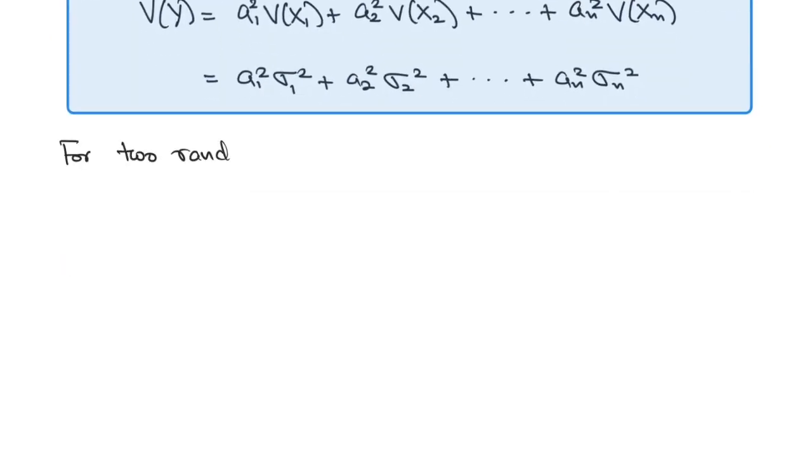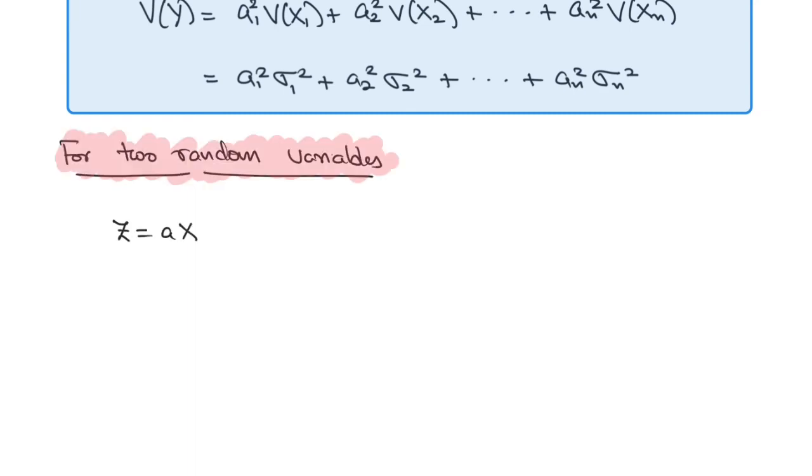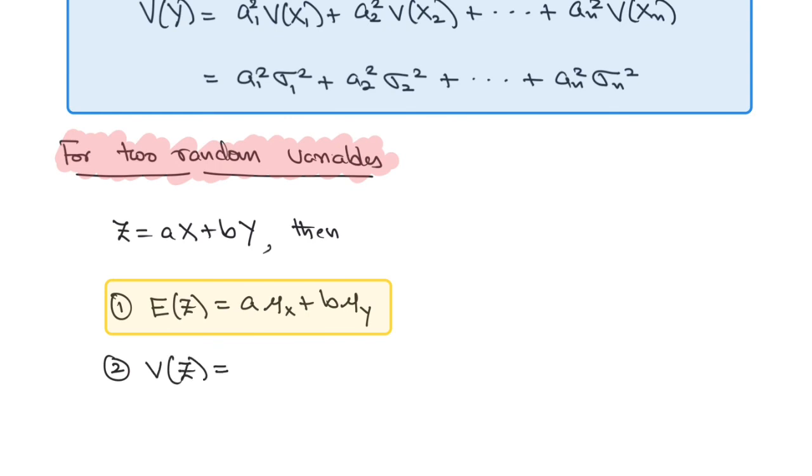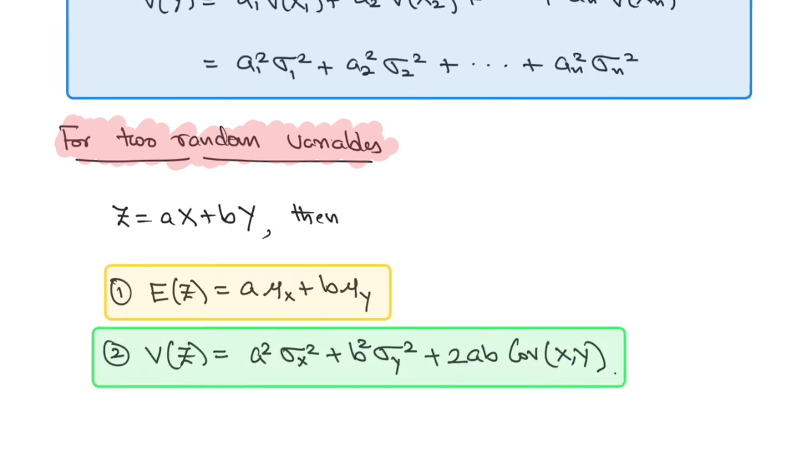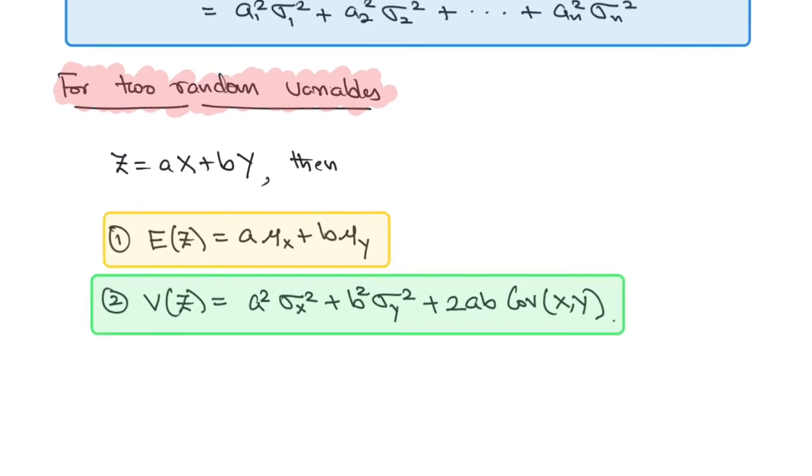Note that for two random variables, say z equals ax plus by, we can talk about the expected value of z to be equal to a times the expected value of x plus b times the expected value of y. And the variance of z is going to be a squared times the variance of x plus b squared times the variance of y plus 2ab times the covariance of x comma y.